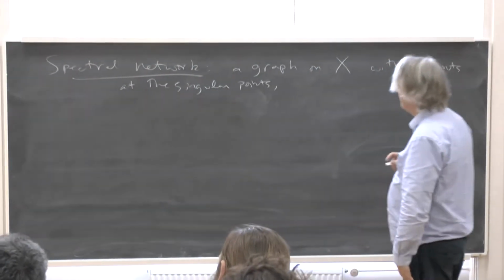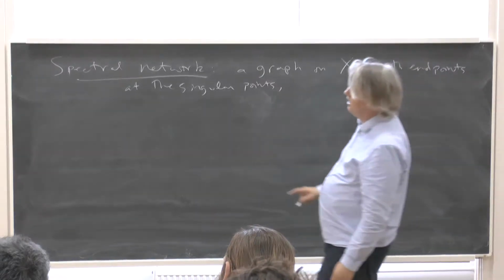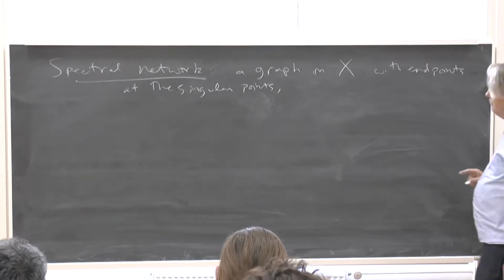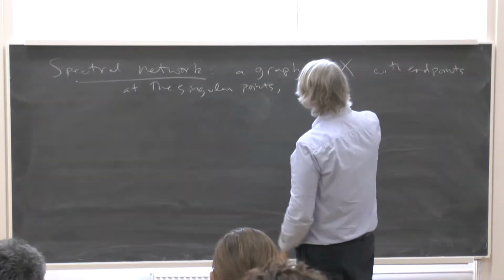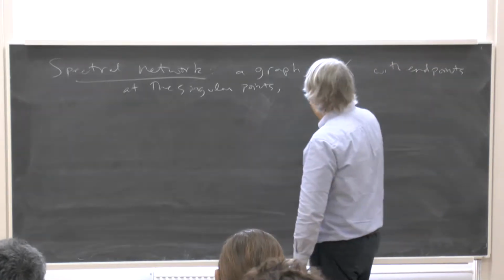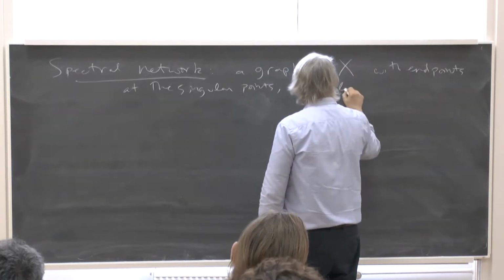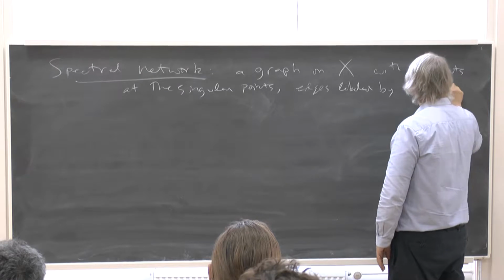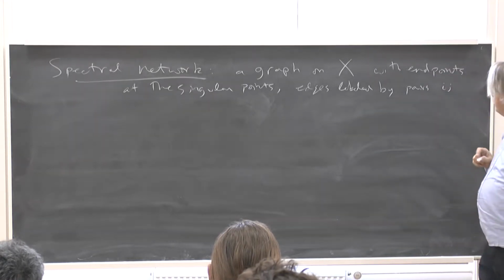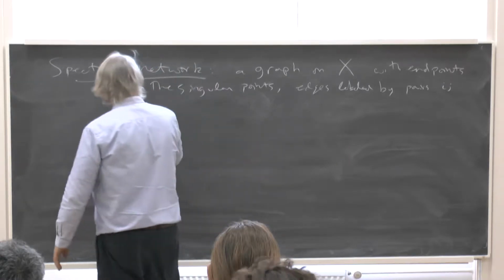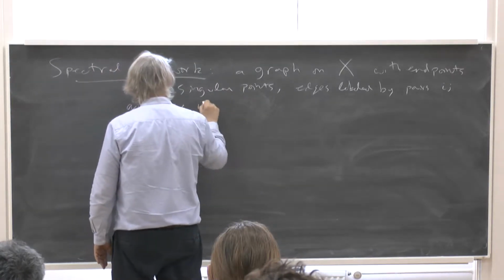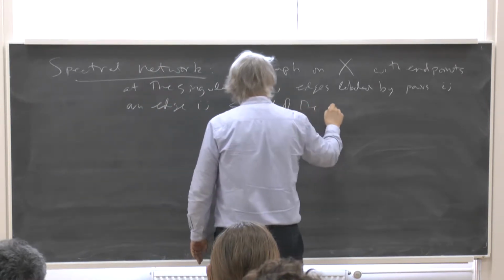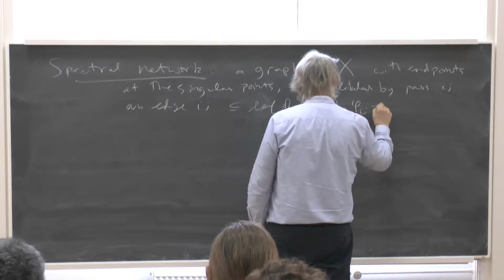So a spectral network is a graph on X. In fact, as you will see later, I'll restrict to the case where there's no ramification, so later we won't have that kind of singular point. To start with, it's a graph on X with endpoints at the singular points, with edges labeled by pairs ij, and such that an edge ij should be containing a leaf of the real part phi ij equals 0.